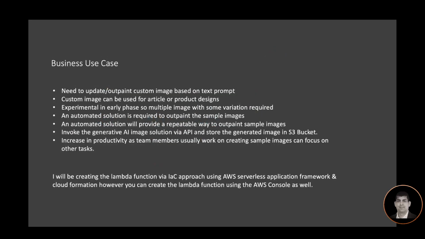Let's look at our business use case. Need to outpaint a custom image based on a text prompt. Custom image can be used for article or product design. Experimental in early phase, so multiple images with some variation required. An automated solution is required to outpaint the sample images. An automated solution will provide a repeatable way to outpaint sample images. Invoke the generative AI image solution via API and store the generated images in an S3 bucket. Increase in productivity, as team members who usually work on creating sample images can focus on other tasks.